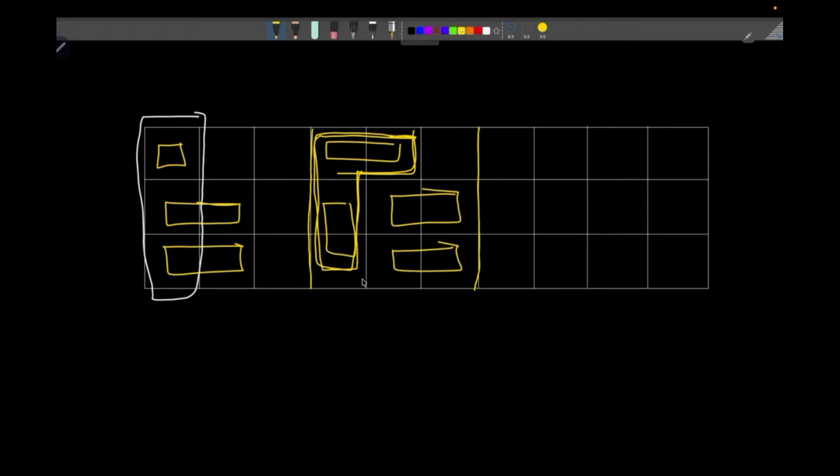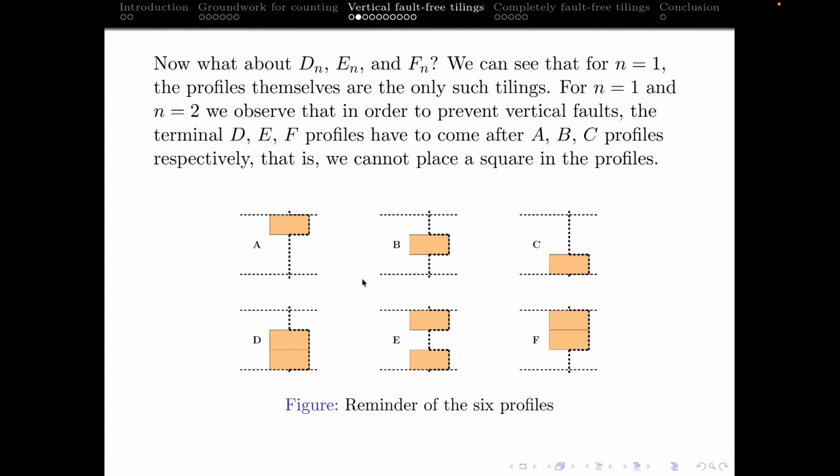And from this intuition we can furthermore predict that any value of Dn would eventually become just An minus 1, because in order to prevent a vertical fault along this line, we have to place a domino here, and that is exactly an A profile, an A overhang profile at the previous line. So this is one thing. And similarly we can generate those identities for the other values as well.